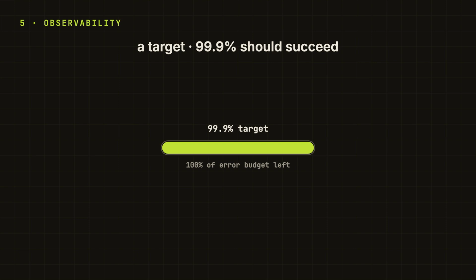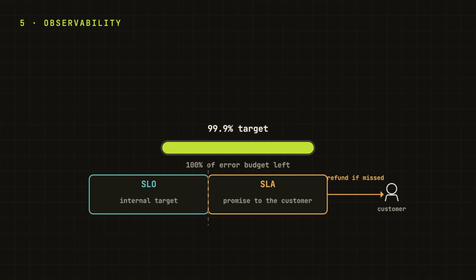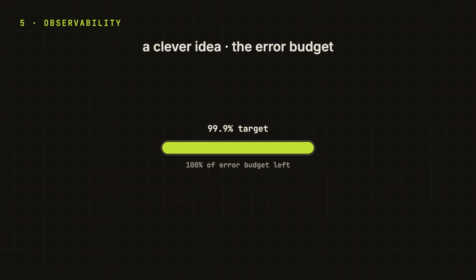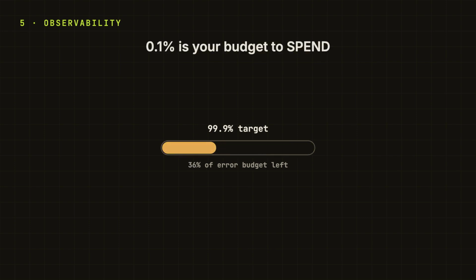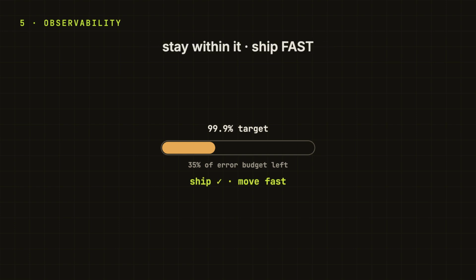And teams set an SLO, a service level objective, a target like 99.9% of requests should succeed, while an SLA is an actual promise to the customer, often with a refund if you miss it. And there is a clever idea on top called error budget. If your target is 99.9%, then that remaining 0.1% of failures is your budget to spend. As long as you stay within it, the team is free to ship fast. So nines, SLO, SLA, and error budget, those four come up again and again.